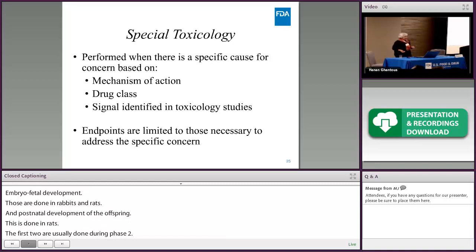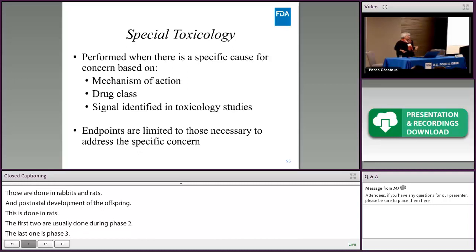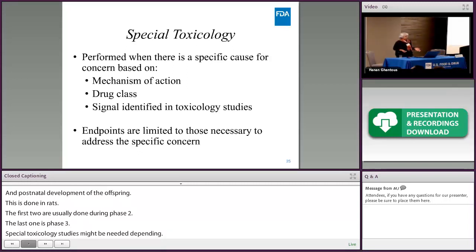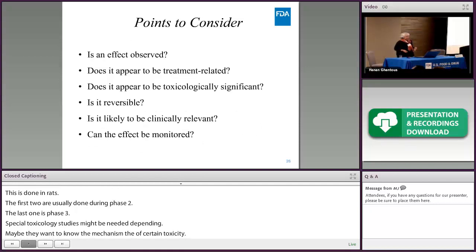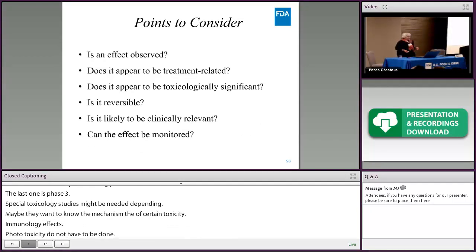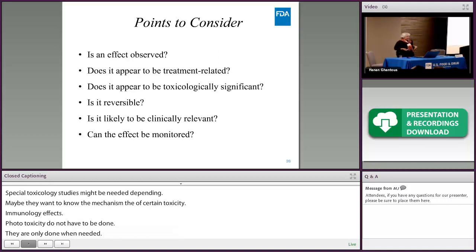And then special toxicology studies might be needed, depending. Maybe we want to know the mechanism of action of certain toxicity, immunology effects, phototoxicity. They don't have to be done, they're done only when needed. So when we have all this data as PharmTox reviewer, how do we look at it?